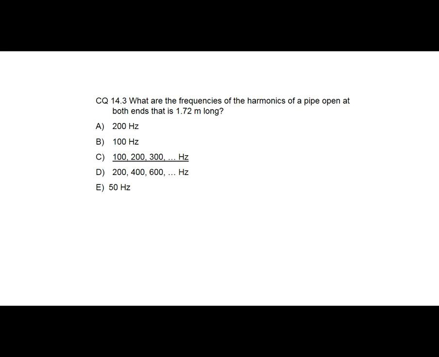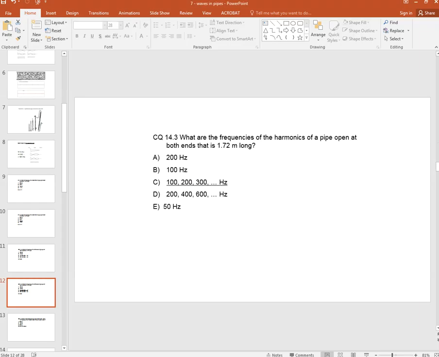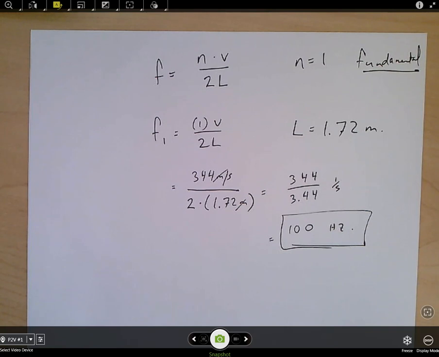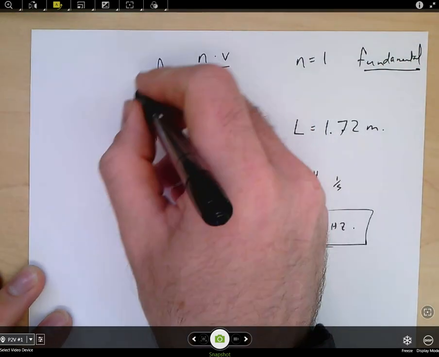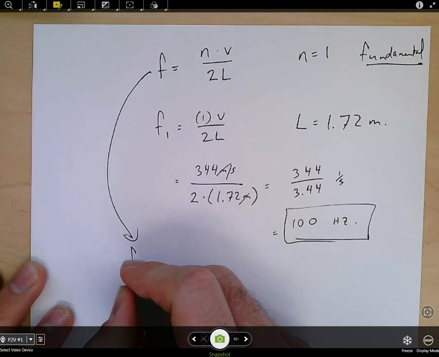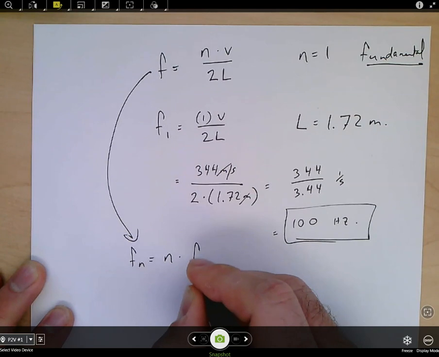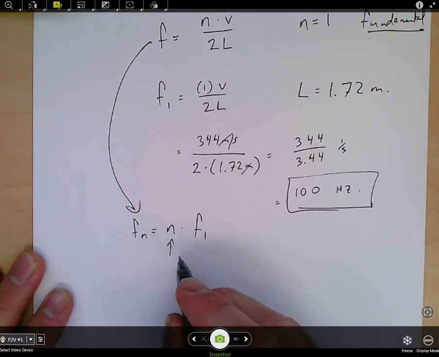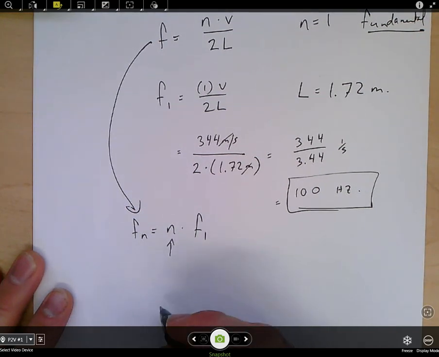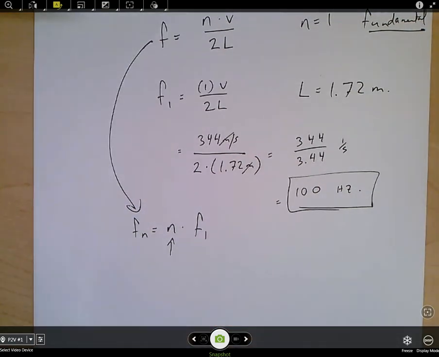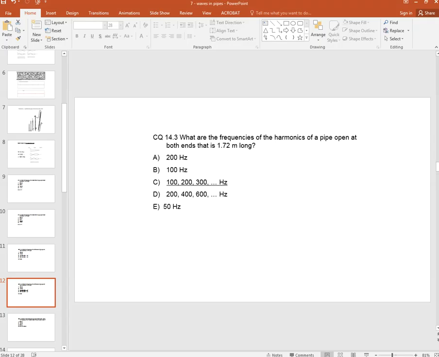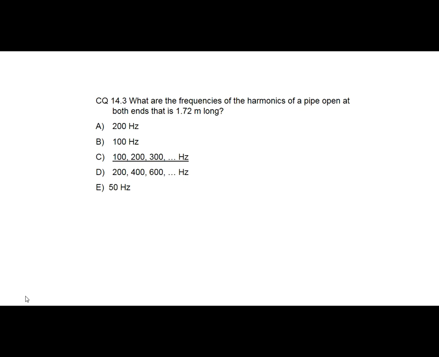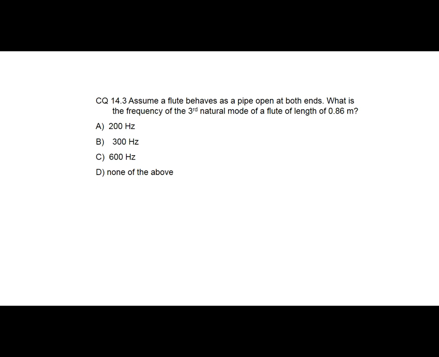Well, why is that? Going back to our equation here, if our original mode is 100 hertz, then F sub n is going to be n times F1. And if F1 is 100, then n equals 1 gives 100, n equals 2 gives 200, n equals 3 gives 3 times 100, or 300, etc. So you can see now that the subsequent modes, the higher order modes, are just going to be multiples of that fundamental. That's the thing that makes this a lot easier to calculate.